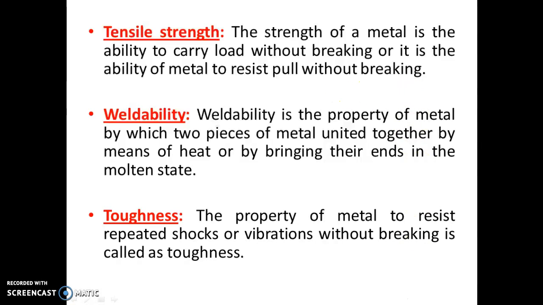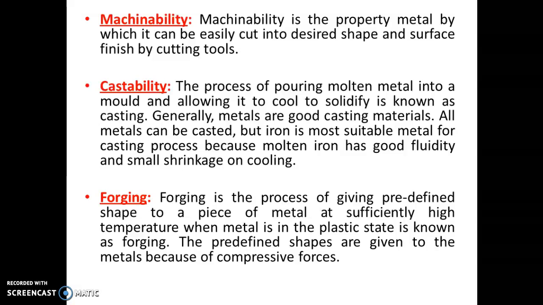The next property, we are all aware of, is weldability. That means two metal pieces can be joined with one another. So this is weldability. The next one is toughness: the property of the metal to resist repeated shocks and vibrations without breaking. That is also called toughness. Then machinability. Machinability is the property of the metal by which it can be easily cut into desired shape and surface finish by cutting tools.